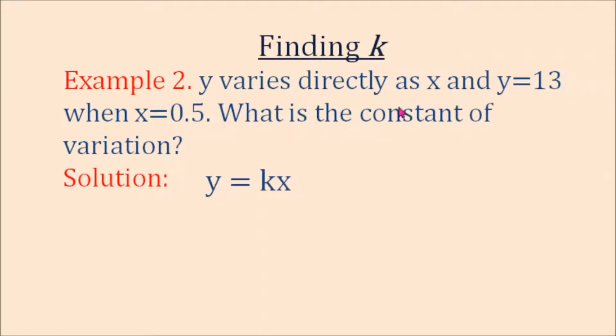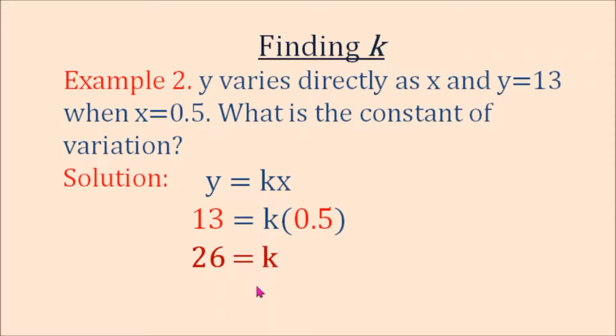Our y here is 13 and our x is 0.5. So we have 13 equals k times 0.5. To find k, we are going to divide both sides by 0.5. So that's 13 divided by 0.5 equals 26. Our k here, or constant of variation, is 26.